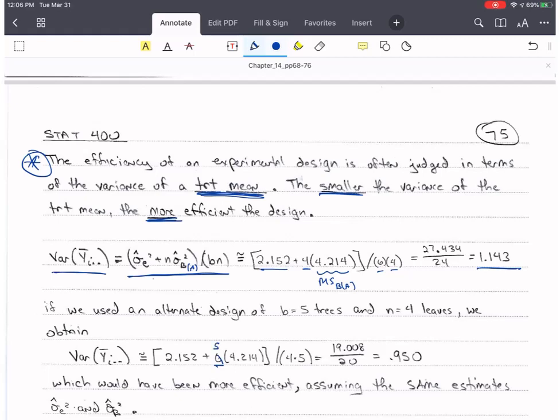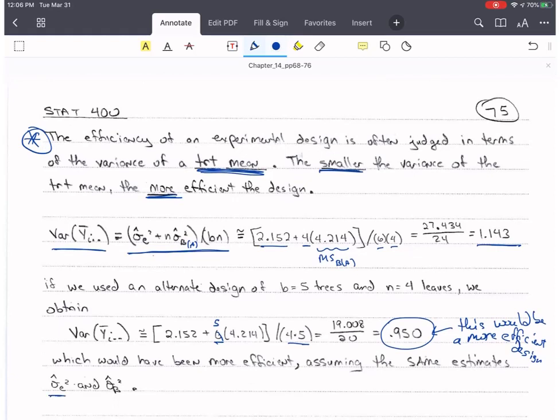And when we do this, and we have 4 times 5 here, we end up with 0.950. This is smaller, so this would be a more efficient design. But that's a big assumption. It's not a big assumption, but it is an assumption. Basically, we'd have to have the same estimates for MSE and MSB nested within A. Okay.